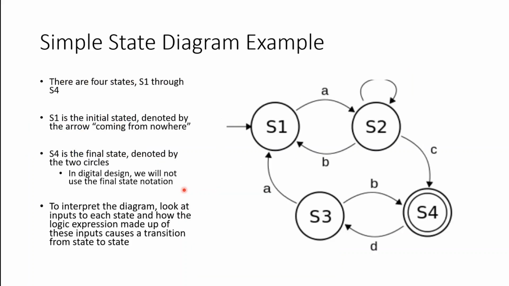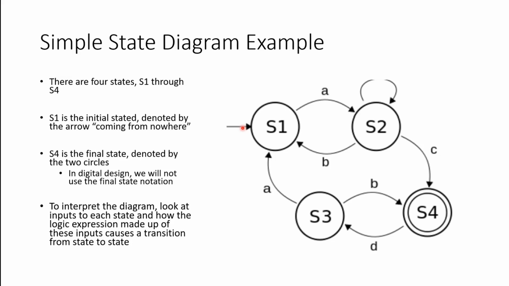All right? So let's take a look at a simple state diagram here. In this state diagram, as we can see, there are 4 states: S1, S2, S3, and S4. S1 is the initial state that the system is in. We know that this is the initial state because it is denoted by this arrow that's coming from nowhere. Typically there's a little dot on the other side of this arrow. Whenever we see an arrow with a dot flowing into some state, we know that that is the initial state in our design.